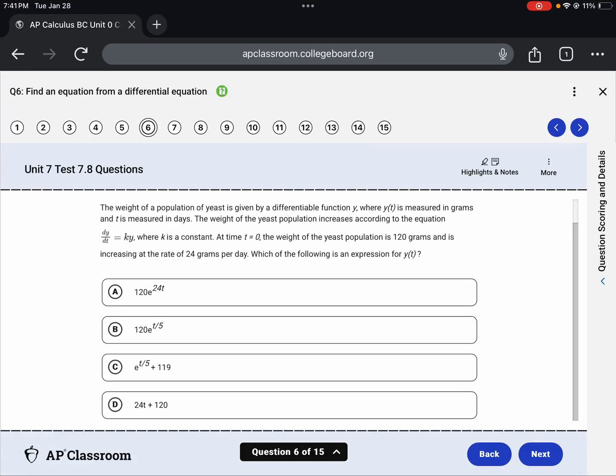I don't know what it simplifies to, but if I'm looking at these answers right here, I think A would be a candidate for an answer because I can see that the initial amount is 120. I think B is also a candidate, and C and D are definitely not candidates. D is not because it's linear. C is not because it says plus 119, and that's not what you want. So I think it's got to be B or A, and I think it's got to be B.